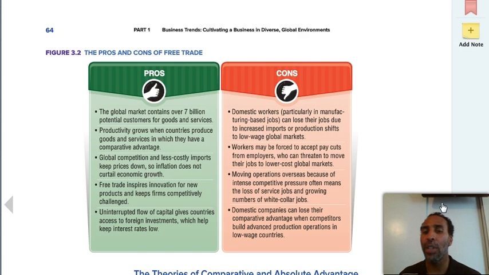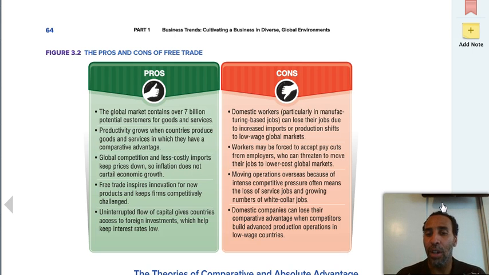Moving operations overseas because of intense competition pressure often means the loss of service jobs and a growing number of white collar jobs. Companies go in, change the structure, think about it, and say we don't need as many blue collar people here. Let's place some technology there.